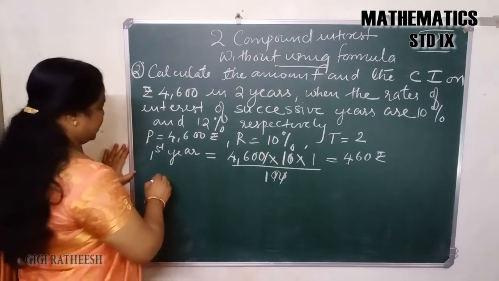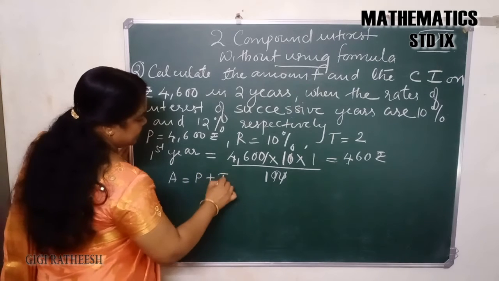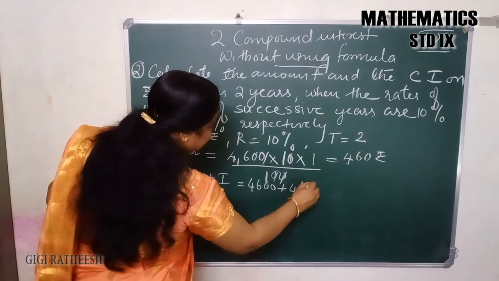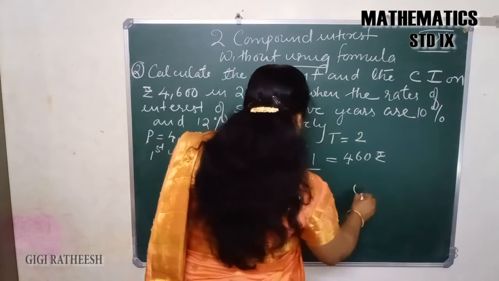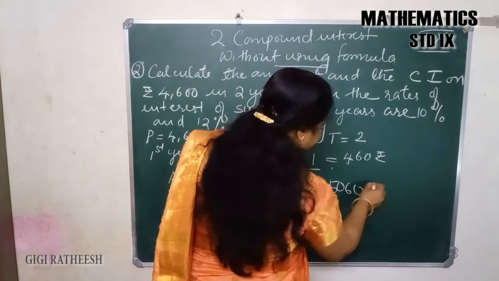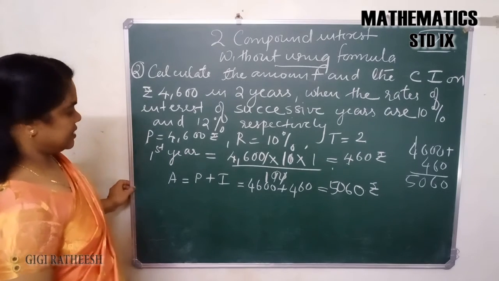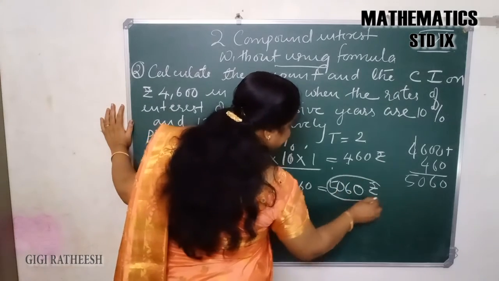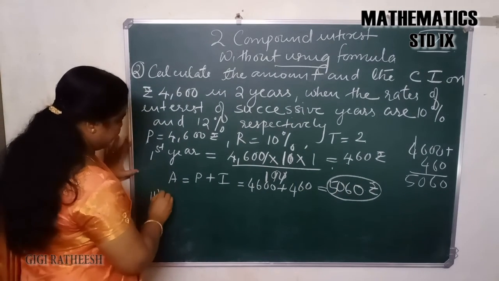What is the amount after first year? Amount is equal to the principal plus interest. That is equal to the principal 4600 plus interest 460, which is equal to 5060 rupees. That is, amount after first year is equal to 5060. This amount 5060 is the principal for the second year.